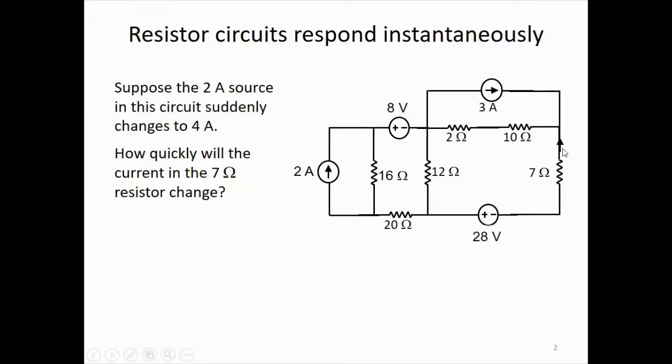The answer is it will change instantaneously, because currents and voltages in circuits that have only resistances and independent sources change instantaneously whenever any of the quantities in the circuits changes instantaneously. All right. So this is a fundamental property of resistive circuits.